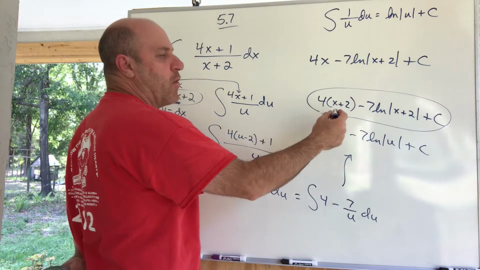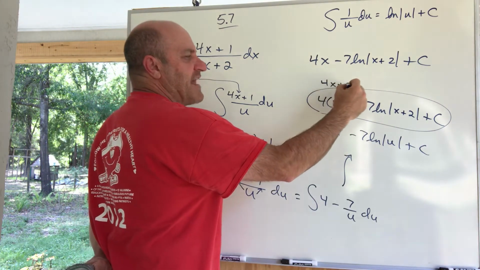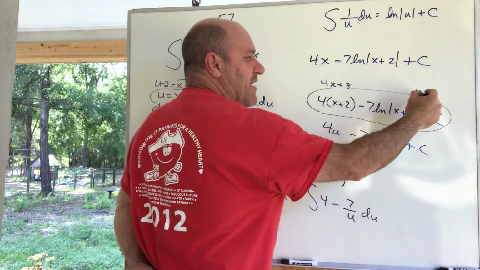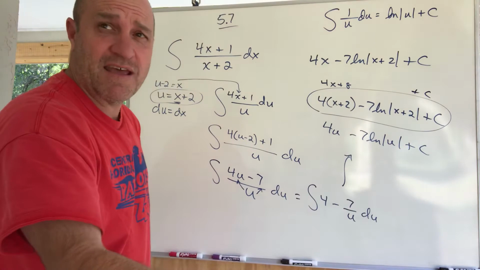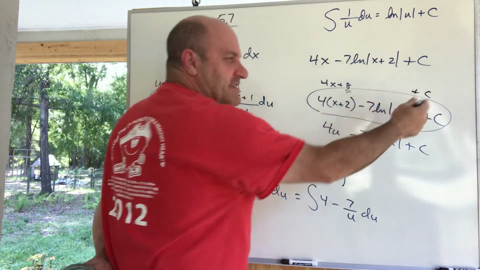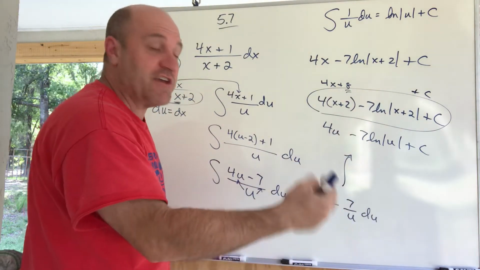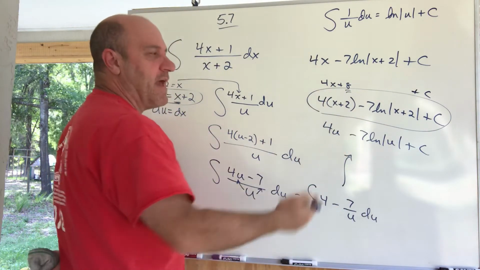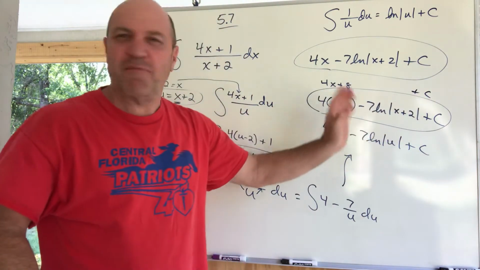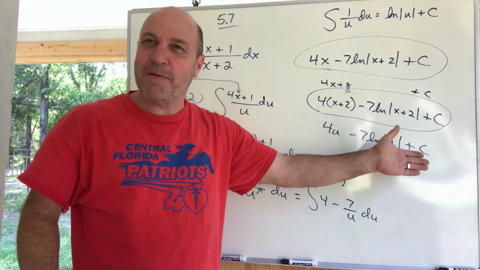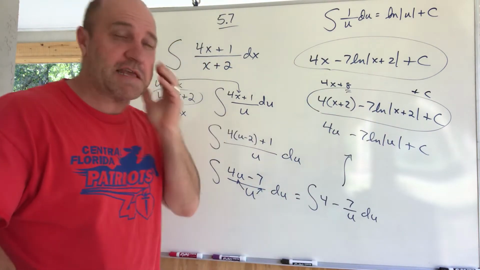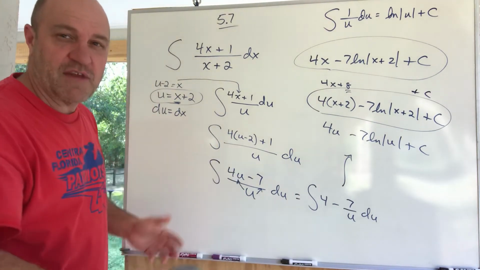If you distributed the 4, you'd have a 4x plus 8. There's nothing wrong with leaving it like that. But when you have a plus 8, and later down here you have this arbitrary constant c, well, can't you just add the 8 into the c? Let the arbitrary constant c absorb that constant 8, and write your answer like this. It's a different c than it was, but it's just as arbitrary as it was before. So they do that. We do some funny things sometimes with that arbitrary c. It's an important part of indefinite integration.